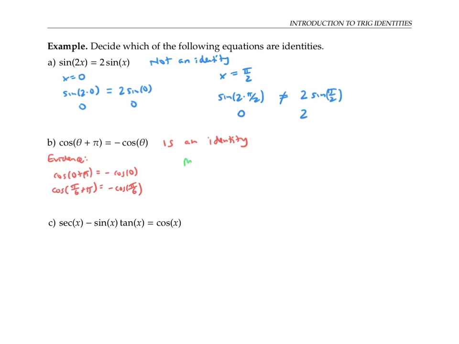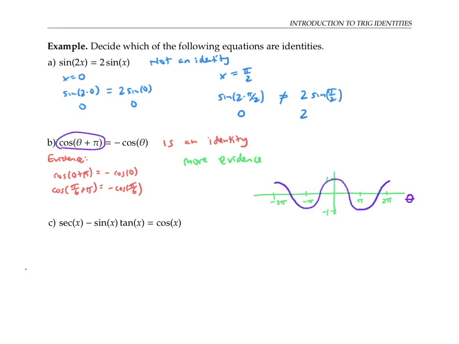We can build a little bit stronger evidence by looking at graphs. I'm going to put theta on the x-axis, and if I graph y equals cosine of theta plus pi, that's just like the graph of cosine shifted over to the left by pi. On the other hand, if I graph y equals negative cosine theta, that's the graph of cosine theta reflected across the x-axis, which gives us the exact same graph. So graphing both sides gives us strong evidence that this equation is an identity. It holds for all values of theta. Now, the strongest evidence of all would be an algebraic proof, which we'll do later in the course once we have a formula for the cosine of a sum of two angles. In the meantime, let's look at equation C.